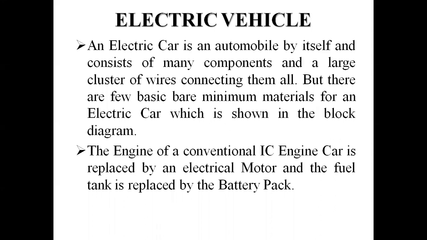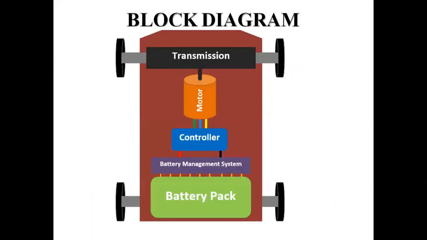So, in an electric car or vehicle, or let us say a motorcycle or a scooter, an electric auto rickshaw, these are all run by batteries. So the basic conventional engine is being replaced by an electrical motor and a battery system. If you look at the block diagram of this electric vehicle, you have a transmission system here. Transmission system means this will consist of gears, etc. You have a motor, you have a controller, you have a battery management system, you have a battery pack. Now let us come to how it operates.